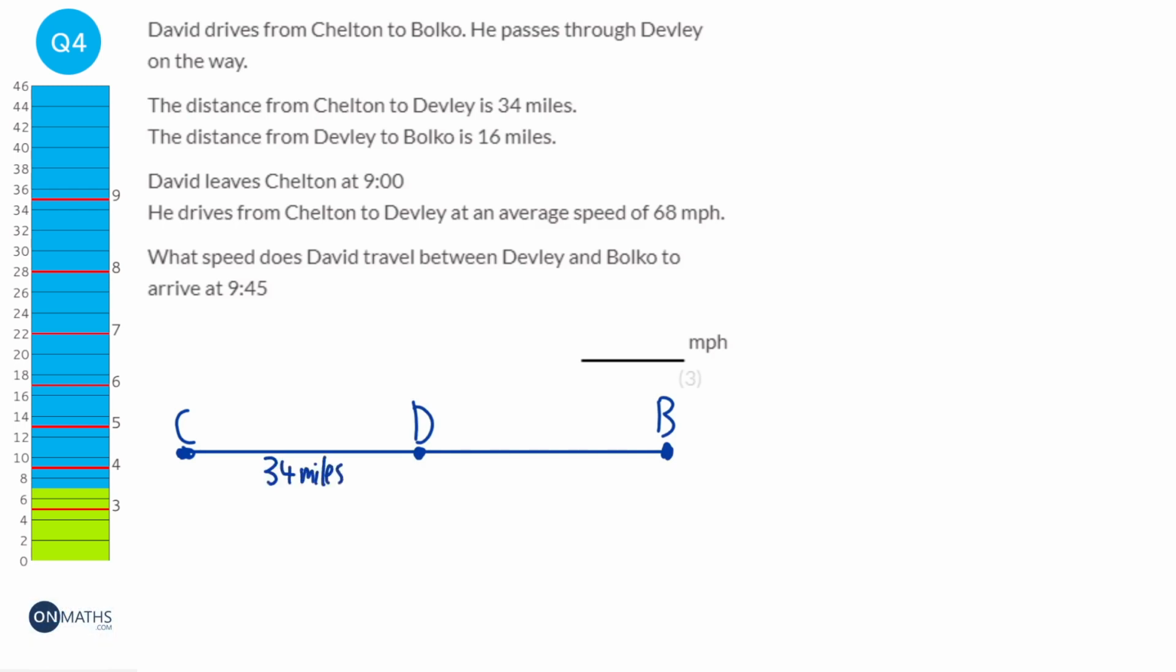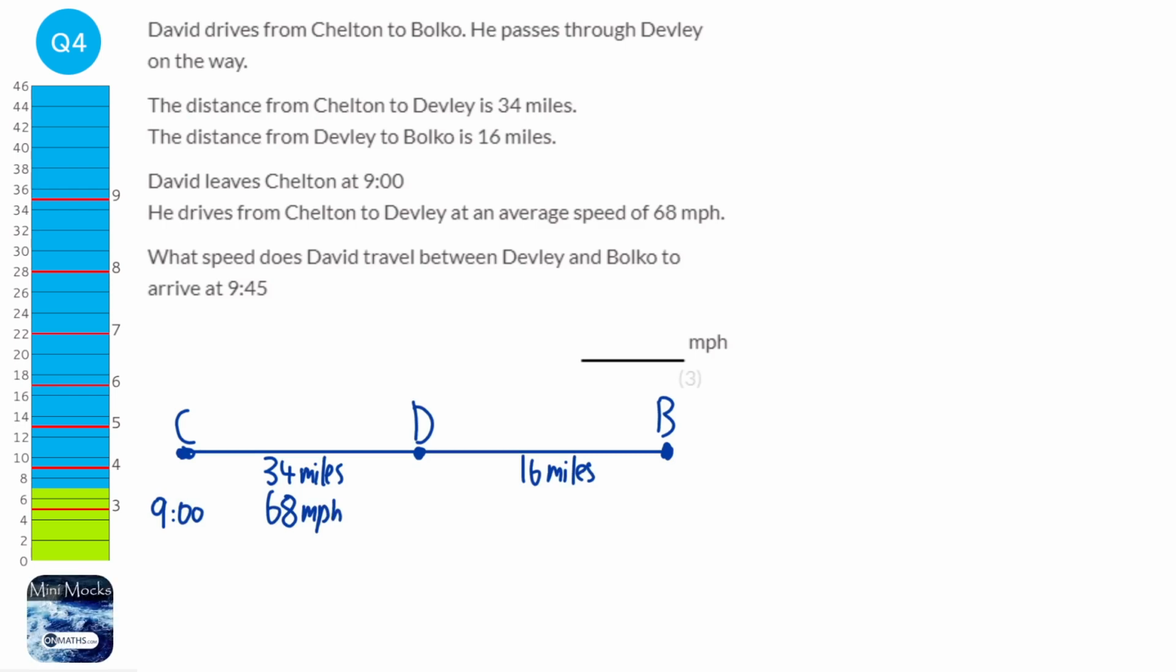Distance from Devley to Bovlo is 16 miles. So I'm just reading through the question, adding it to my diagram. David leaves Chelton at 9 o'clock. He drives from Chelton to Devley at an average speed of 68 miles per hour. And what speed does David travel between Devley and Bolko to arrive at 9:45?